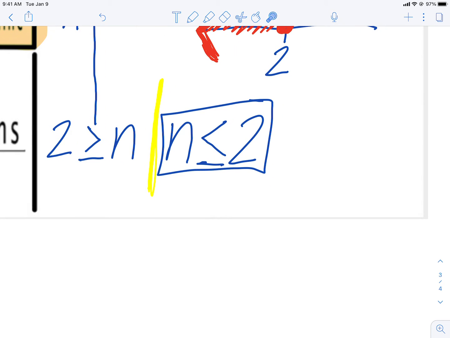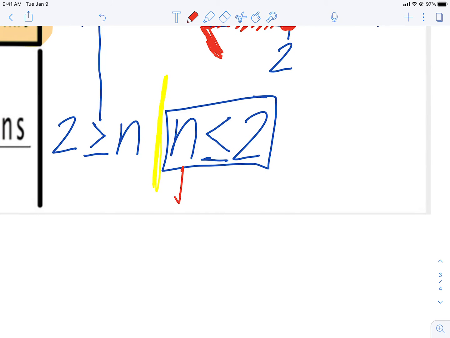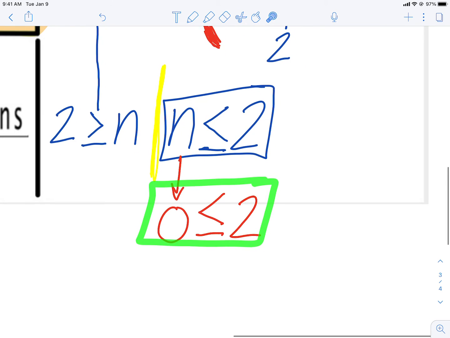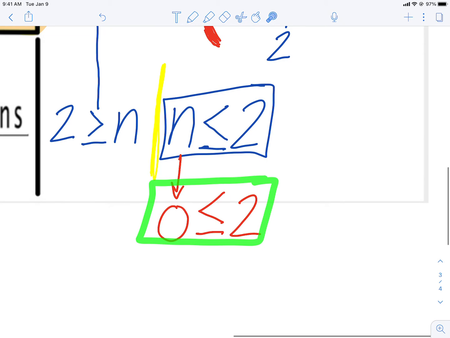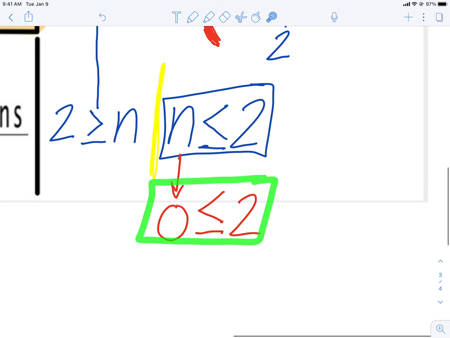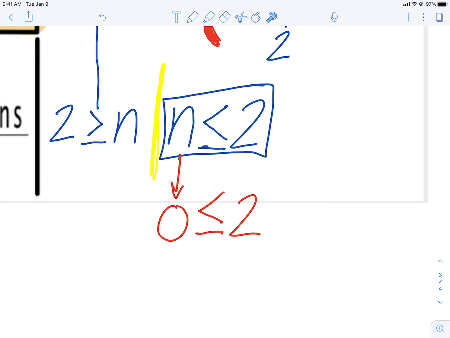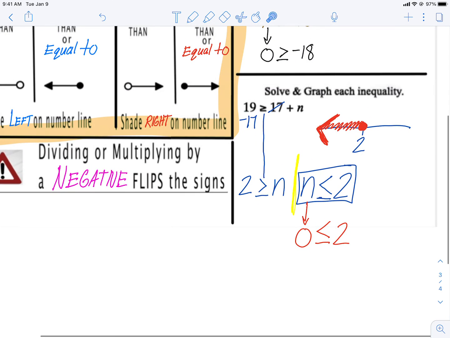Exactly, 0. So if I put 0 in here instead of n, is less than or equal to 2. And we say that. Ask yourself a question: is 0 less than or equal to 2? Yes. 0 is less, right? Perfect. 0 is less. Okay.